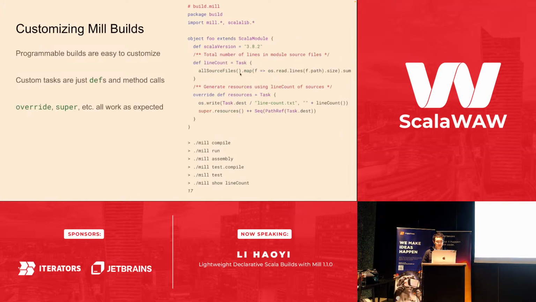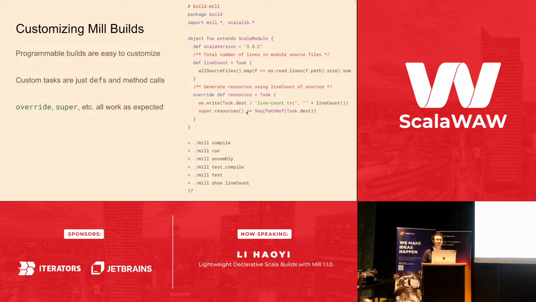One advantage of Mill's programmable builds is that because the build file is written in Scala, you can easily put logic into it. For example, on the right, you can see we have a foo module, which has a Scala version, but also has a custom line count task that reads all the source files, counts the lines, sums them up, overrides our resources, generates a new line-count.txt file with the line count number, and appends it to our resource path.